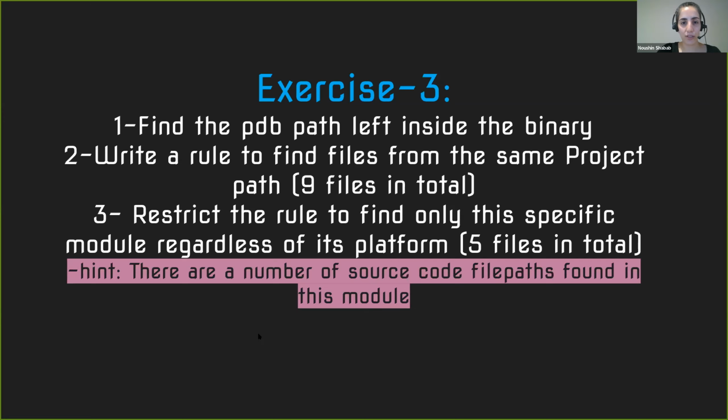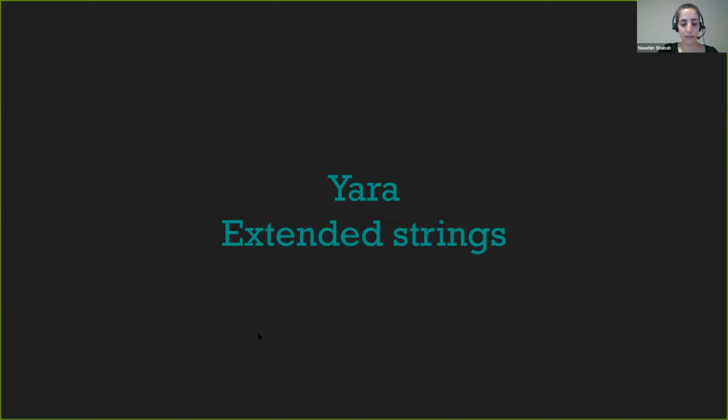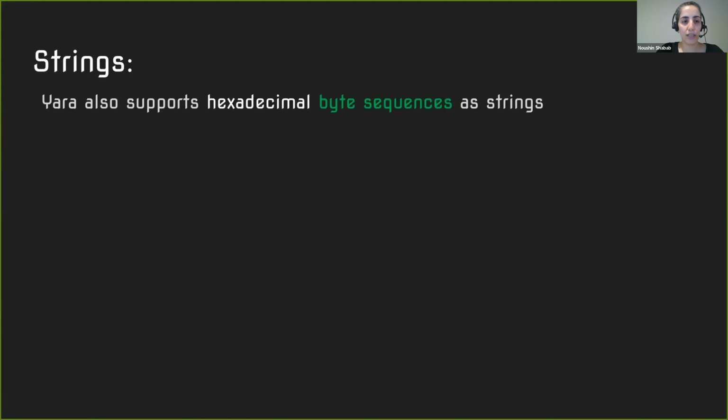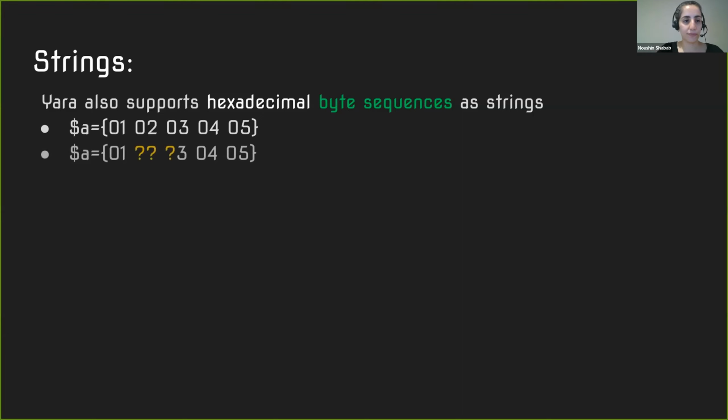Let's continue with something that we are not going to use in exercise, but these are some extra information about the strings that you can use later in your work when you work with YARA. So first of all, YARA also supports hexadecimal byte sequences as strings. We have already seen this. Something like this. These are hexadecimal values, and I said that these are used in the curly brackets.